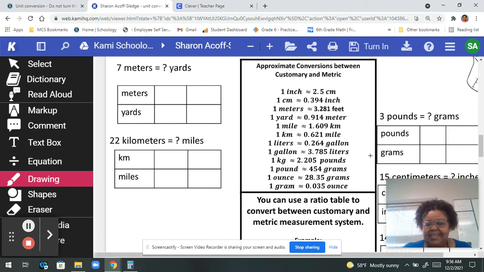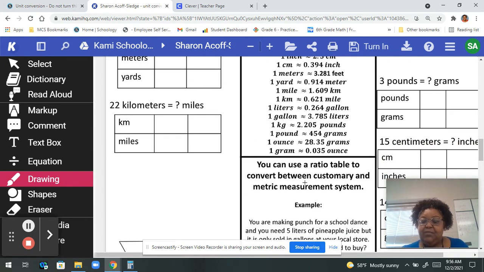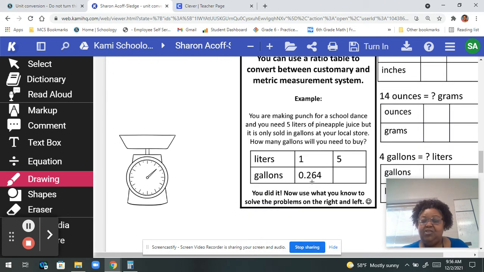Here we go. So let's do this one right here. Approximate conversions. And I'm trying to find mine so I don't have to pull out a calculator. So you can use a ratio table to convert between customary and metric measurement systems. So to go from our ones that we are familiar with, which is the customary, to the metric system. I think in another 50 years we'll probably be totally on metric systems, but in my 57 years we've still been trying to convert. But I'm going to be optimistic. We'll be totally metric by then.